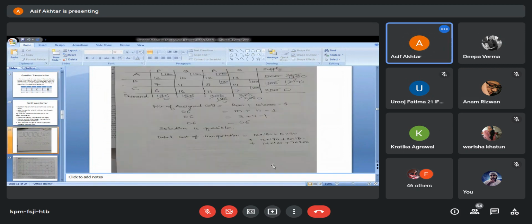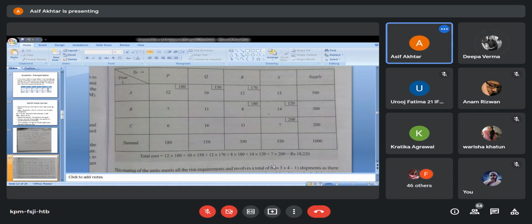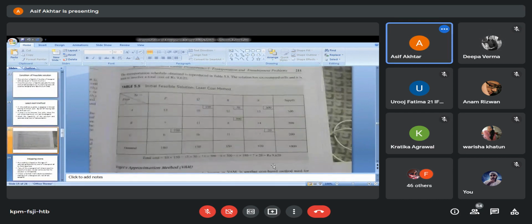So I will show you the allocation, and you yourself can see. This is the allocation. All of you please see here. We have 7, we have 8, we have 10, and we have 12. Now once you allocate these quantities, the supply and the demand automatically get cancelled out. That means it gets satisfied. So how many cells are assigned now?